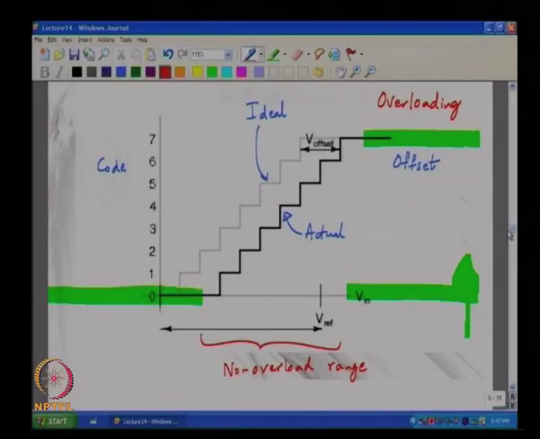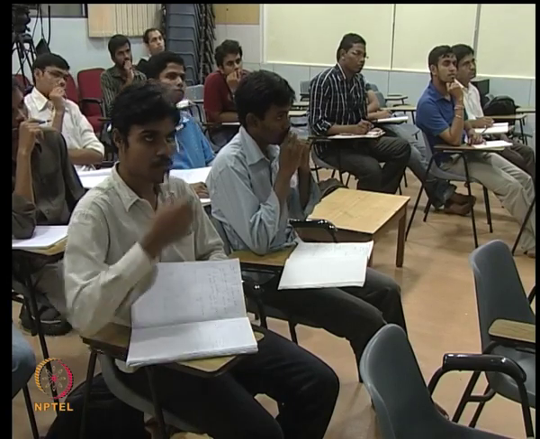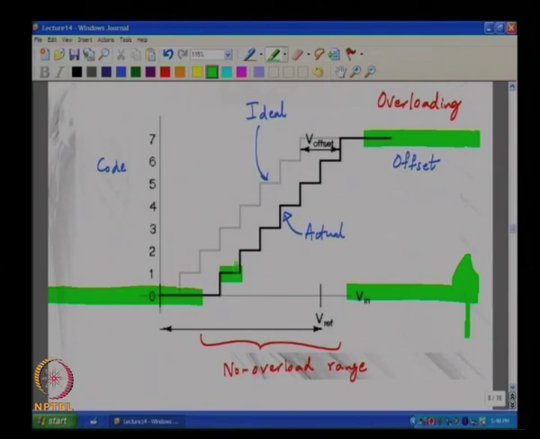You understand? And how do you think the characteristic will look then? No, the number of levels will remain the same. Pardon? If each of these step widths becomes more, what do you think will happen? How will the staircase look? I mean, if the step size becomes more, the slope changes, it becomes smaller than what it was earlier.